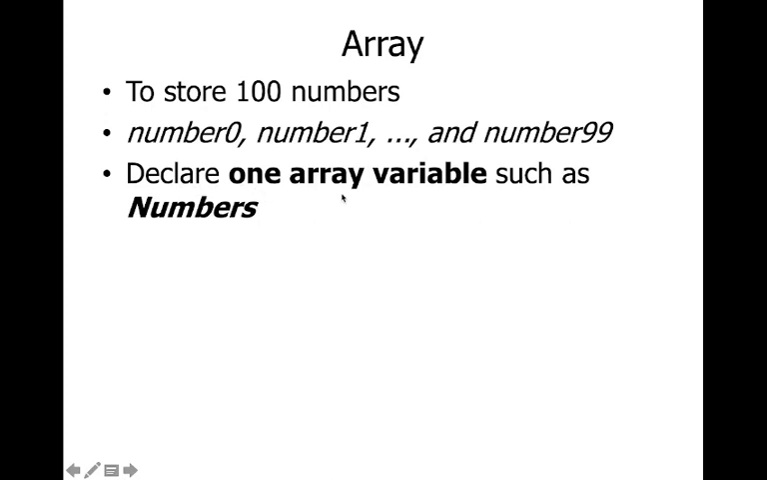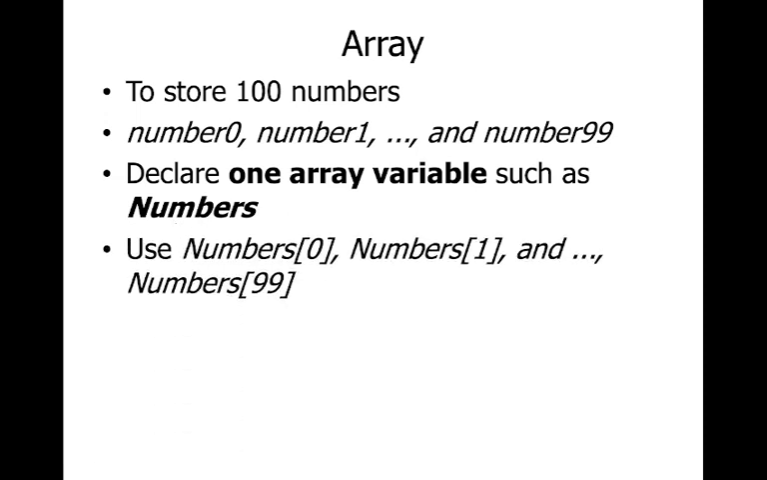So instead, if we could declare one array variable such as numbers, and address all the 100 numbers, it will be useful. So we can use numbers of 0, and this is known as indexing. This represents the first number. Numbers of 1 represents the second element. Like that, numbers of 99 represents the last element. This is a common array variable for all these numbers, and we use indexing, numbers of 0, numbers of 1, like that, to index all those things.